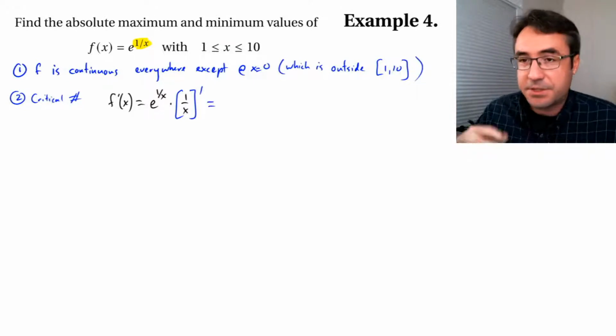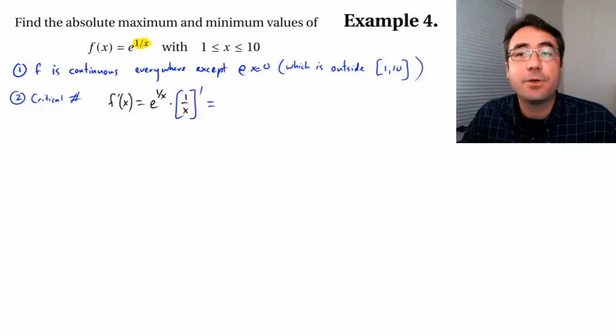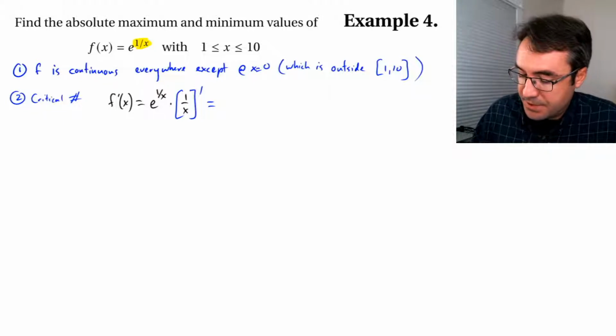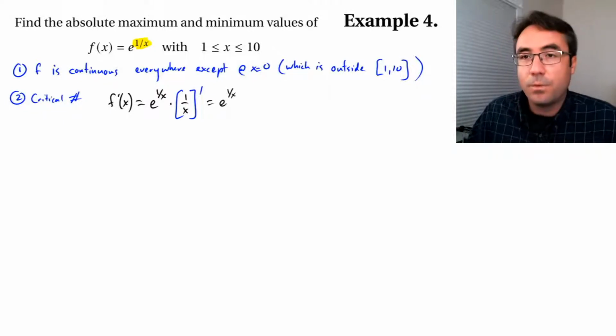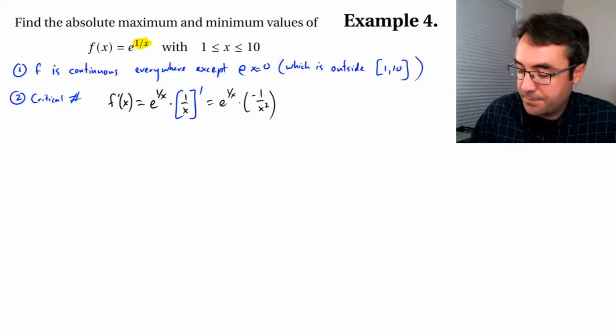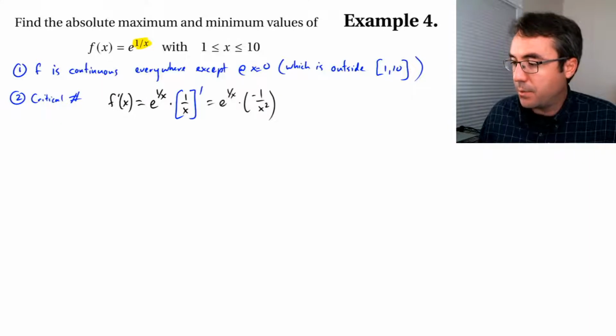All right, so let's continue on differentiating e to the 1 over x. We're done with that part. So the exponential part stays the same, and then the derivative of 1 over x is negative 1 over x squared. I'm not showing all my work there.